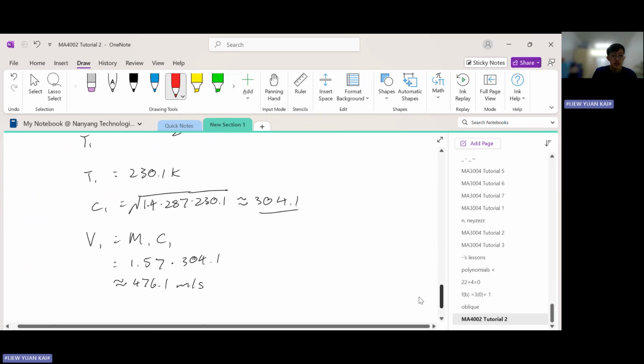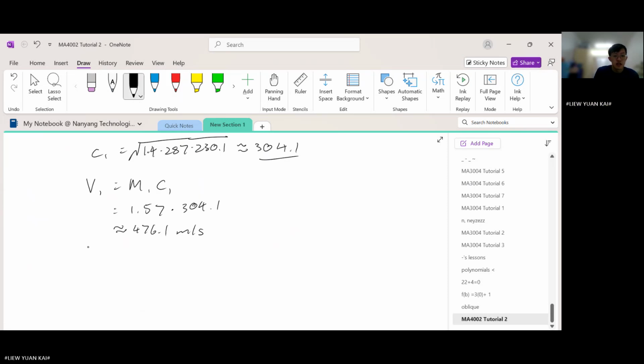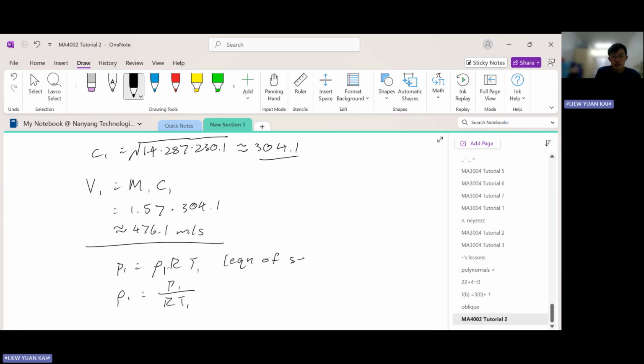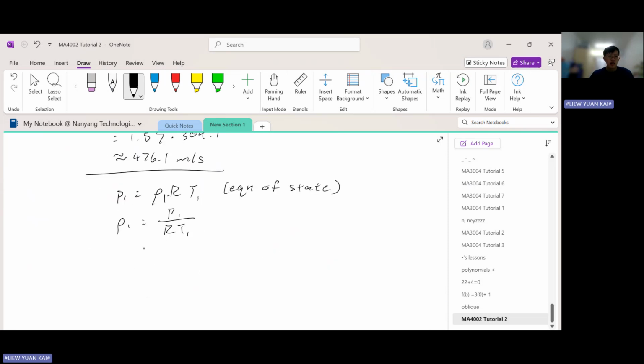So how do you find density? It's very simple. What you need to use is the ideal gas equation, the ideal gas law. So P is equal to rho R T. Because you're applying this to point 1, it is P1, rho 1, and T1. If you rearrange this, it'll be rho 1 equals P1 over R T1. By the way, this is also called equation of state, otherwise known as the ideal gas law. It has two names, equation of state or ideal gas law. Then you sub in whatever you know.